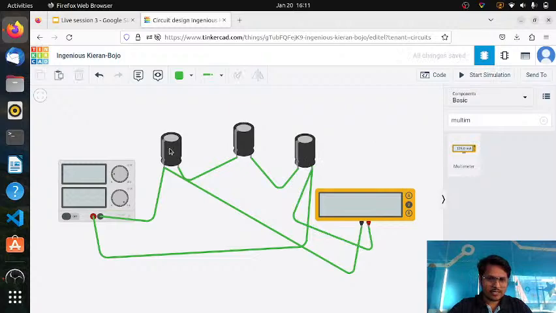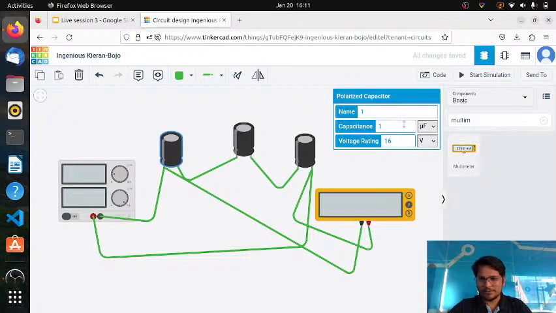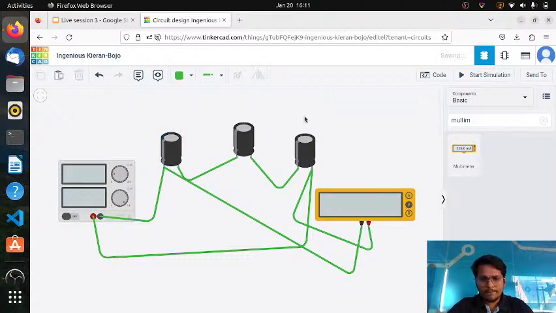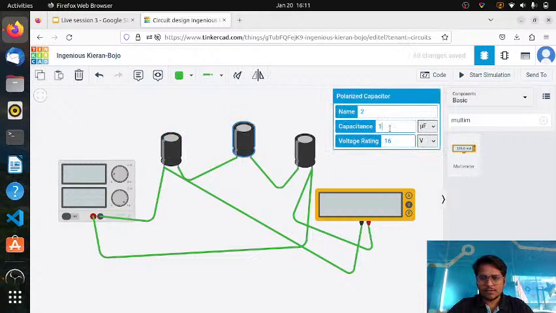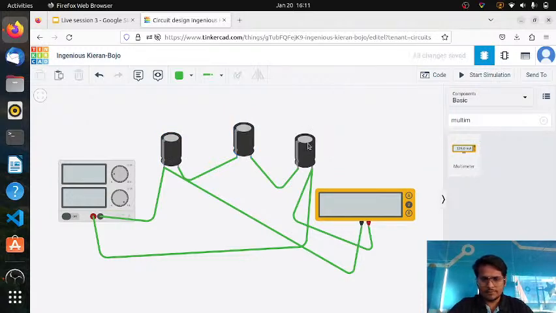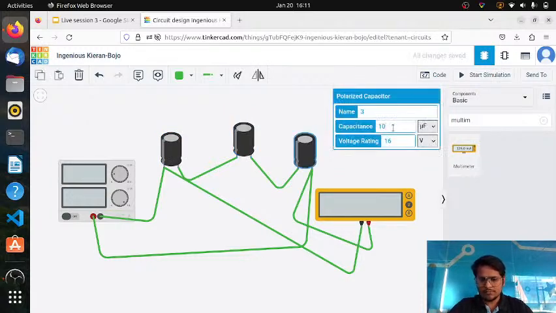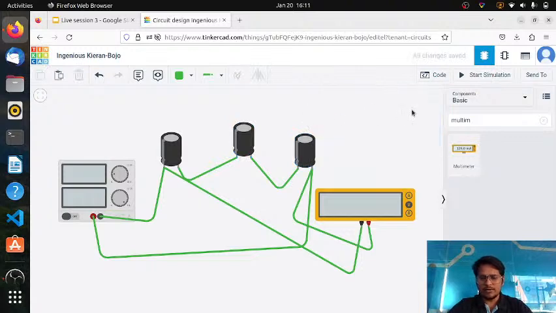Before starting, let me change the value of the capacitor. This is rated 1 microfarad. Let me make it 100 microfarad, and this one also 100 microfarad, and this one also 100 microfarad. Now let's start the simulation and observe the circuit.